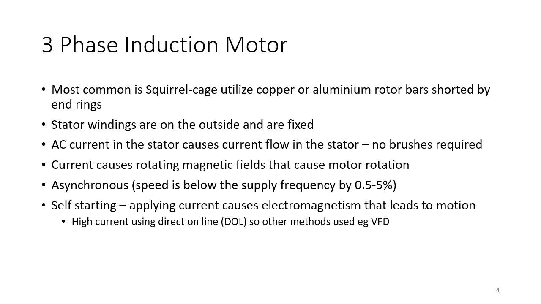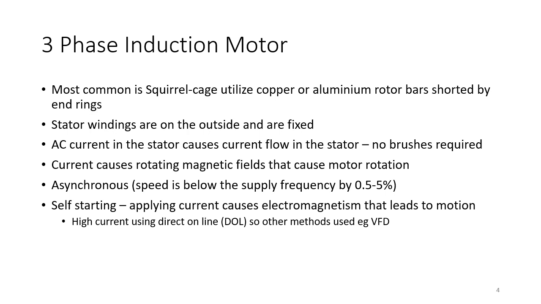So the most common type of motor is a three-phase induction motor using a squirrel cage. The squirrel cage is effectively a set of copper or aluminium bars, shorted by end rings, and outside of those we have stator windings which are fixed into the motor. When you feed an AC current to the stator, it causes a current flow in the rotor without any brushes required. The rotating magnetic fields caused by the current drive the motor through electromagnetic effects.